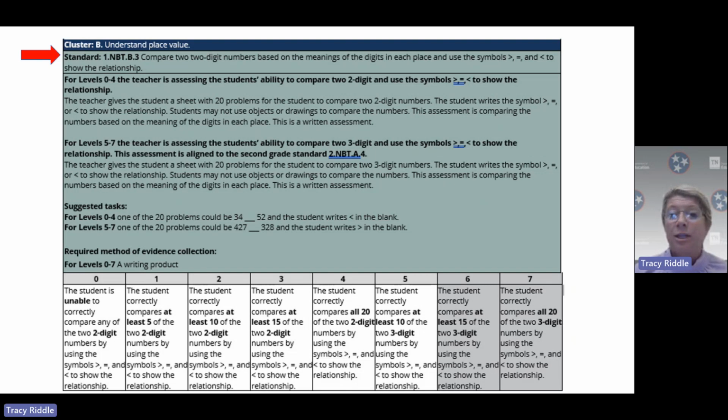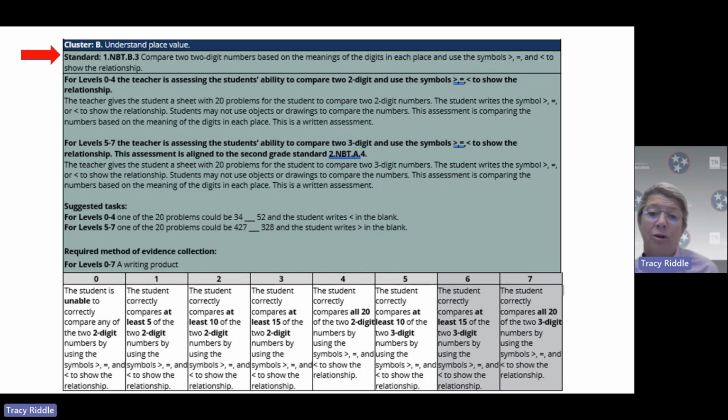Once students have mastered comparing two-digit numbers, if they can correctly answer all 20 problems, teachers can move into assessing the second grade standard that is aligned, Standard 2.NBT.A.4. This standard is assessing the student's ability to compare two three-digit numbers using those symbols greater than, equal, and less than. The teacher will also give the students a sheet with 20 problems for this standard, and students will be comparing two three-digit numbers. Write the symbol greater than, equal, or less than in the blank to show the relationship.